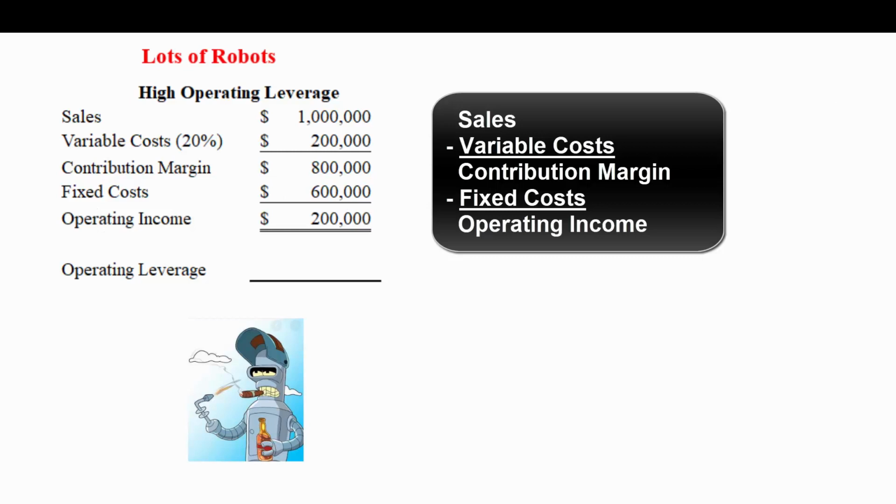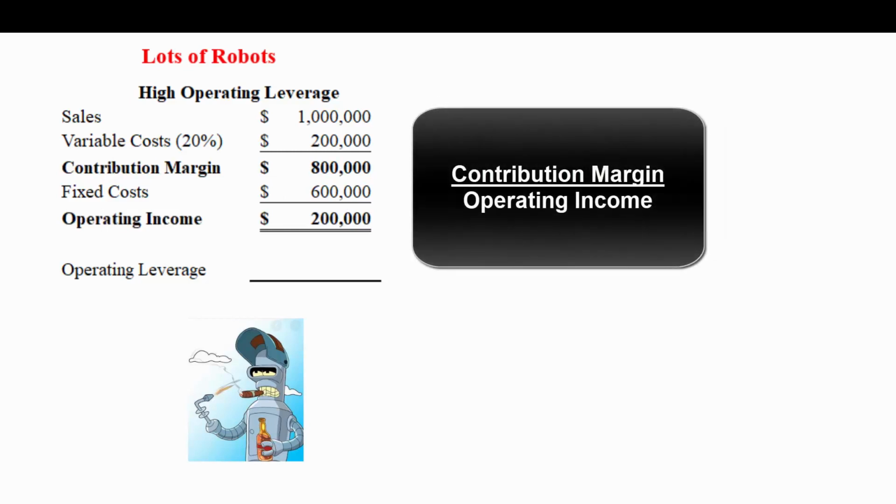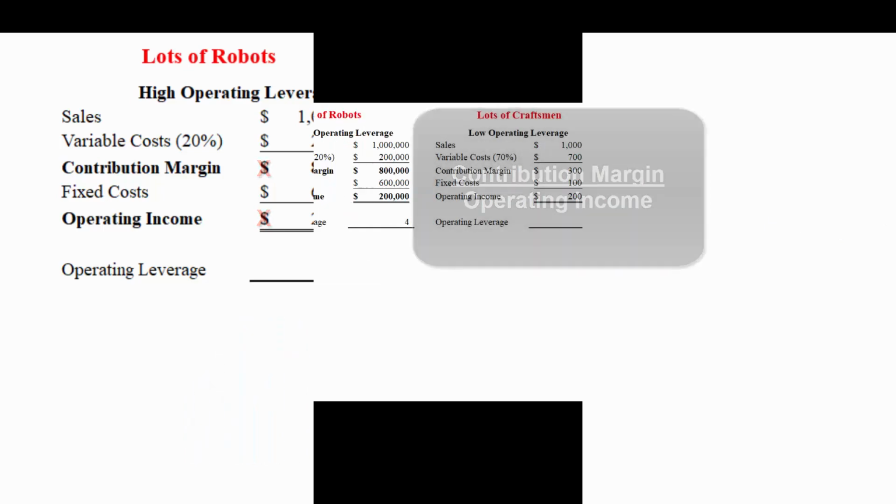Operating leverage is defined as contribution margin divided by operating income. So in this case, it would be 800,000 divided by 200,000, or 4. The dollar signs in the numerator and the denominator cancel each other out, and we have operating leverage of 4.